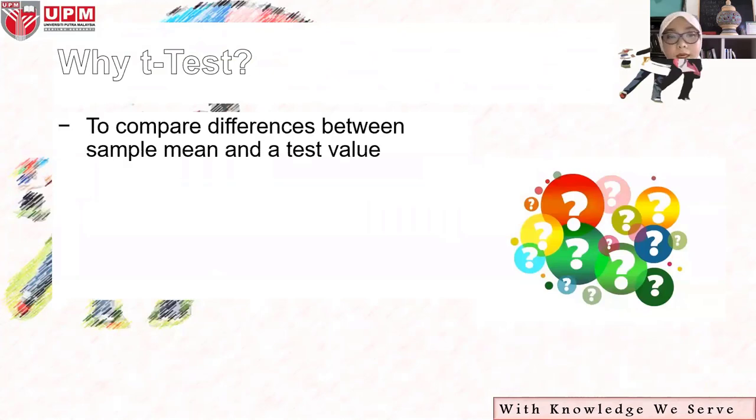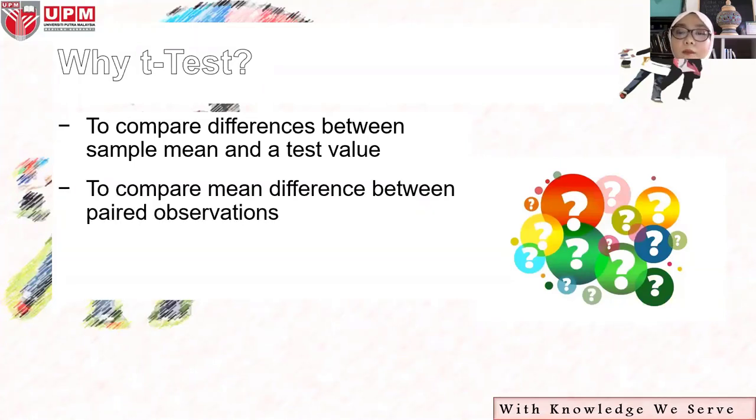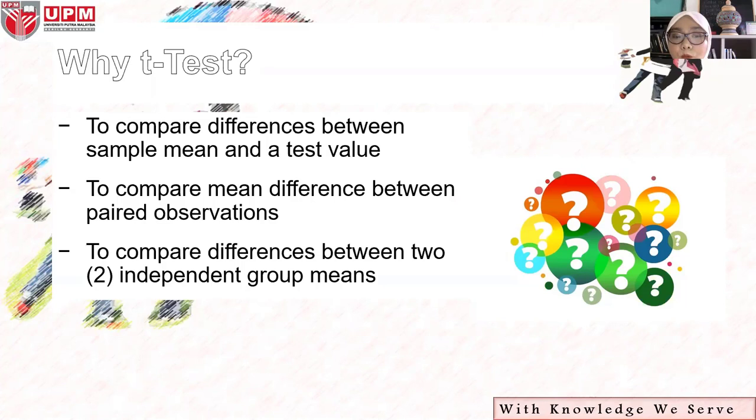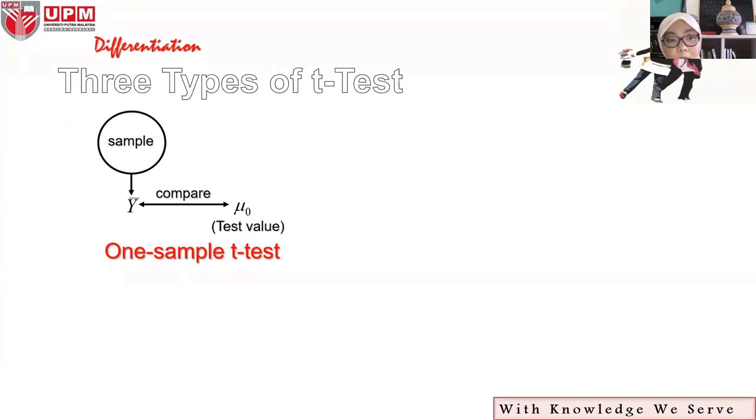So why do we want to use the t-test? Because we want to compare the difference between a sample mean and a test value, to compare mean differences between paired observations, and to compare differences between two independent group means. We use the one sample t-test to compare the data that we obtain from our sample with the test value, in which our study includes just one sample.